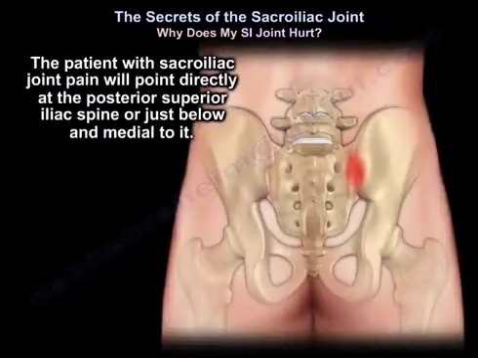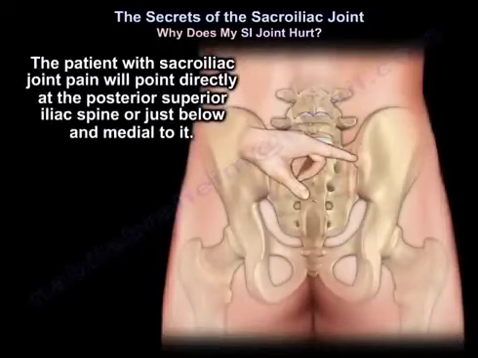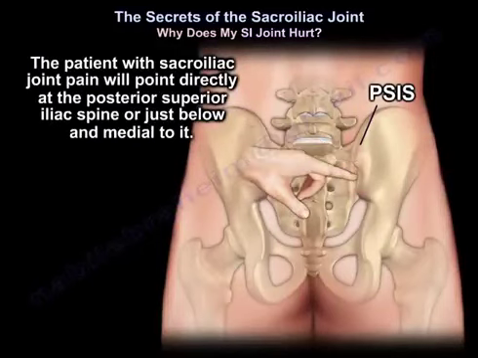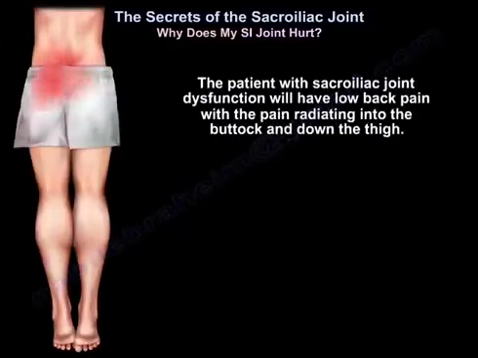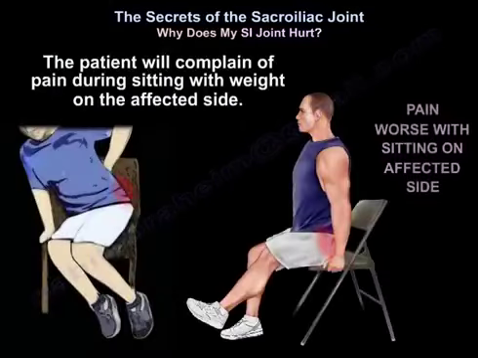A patient with sacroiliac joint pain will point directly at the posterior superior iliac spine or just below it and medial to it. The pain is usually inferior to the posterior superior iliac spine. The patient with sacroiliac joint dysfunction will have low back pain, and the pain radiates into the buttock and down the thigh. The patient will complain of pain during sitting with weight on the affected side.